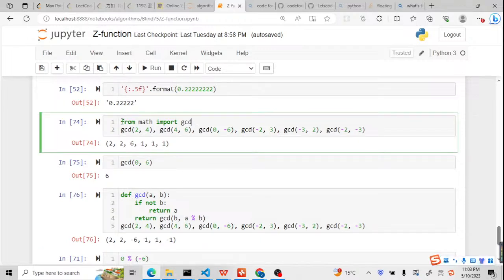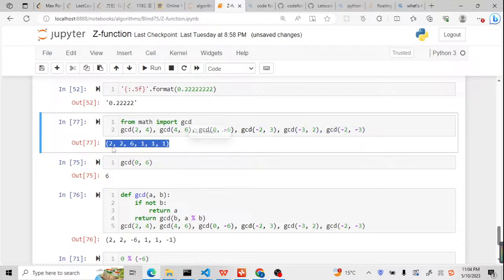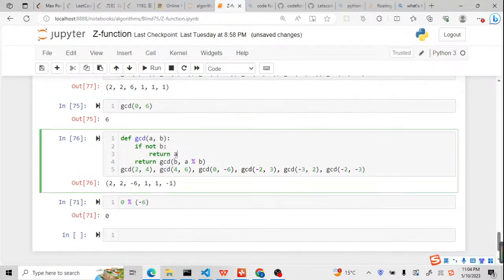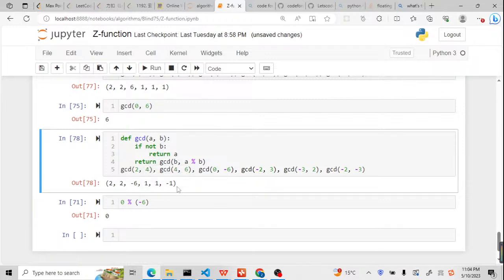If I use the library from Python, and check some numbers like 2 and 4, 4 and 6, 0 and minus 6, minus 2 and 3, minus 3 and 2, minus 2 and minus 3, you will see the greatest common divisor is always positive, because this is from the library. We can also write a GCD by ourselves, and you can see the difference. It will have positive and negative numbers as well, but it will have no influence on our calculations. Let me explain the calculation.